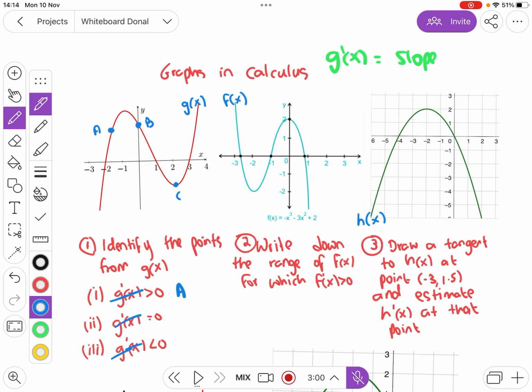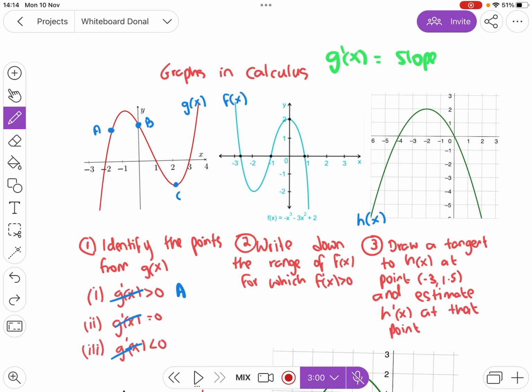The second one, where is my first differentiate? Where is my slope equal to 0? That happens at a turning point, and that will be at point C. So you can see here, there's my turning point. My slope isn't positive or negative, so it's at point C. And finally, where is my slope less than 0? My slope is negative at point B. And that's how I'd answer that first question.